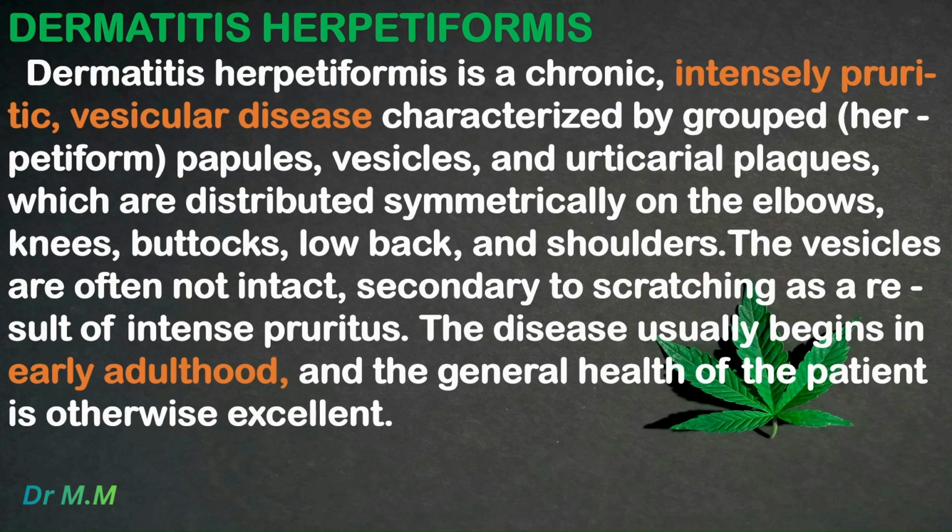Dermatitis herpetiformis. Dermatitis herpetiformis is a chronic, intensely pruritic vesicular disease characterized by grouped herpetiform papules, vesicles, and urticarial plaques, which are distributed symmetrically on the elbows, knees, buttocks, low back, and shoulders. The vesicles are often not intact secondary to scratching as a result of intense pruritus. The disease usually begins in early adulthood and the general health of the patient is otherwise excellent.